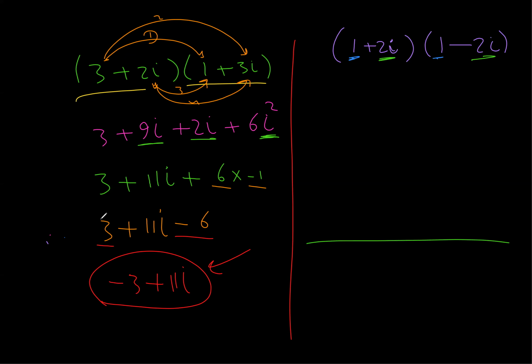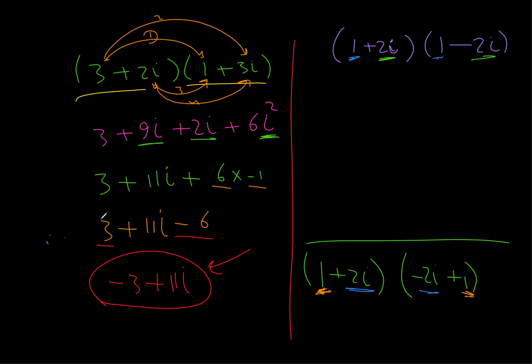Same thing if I rewrite it in another way. I can rewrite this one as 1 plus 2i, and the other one as negative 2i plus 1. Are they still called conjugates? Yes, because the real number is still the same, positive 1, positive 1, but the imaginary part is positive 2i and here negative 2i. So regardless of the order, as long as the imaginary parts have different signs and all the other numbers are the same, we call them conjugates.